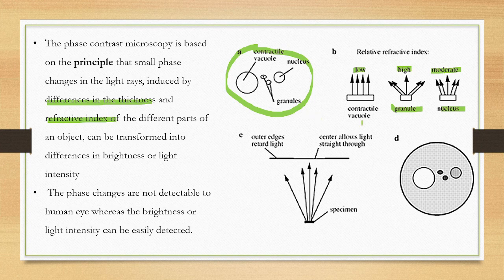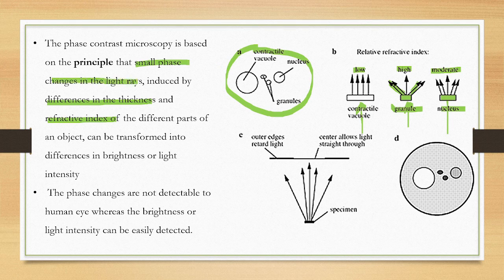And what happens to them? When the light passes through the contractile vacuole, because of the low refractive index, there is little deviation or no deviation at all. The light passes straight. In the second picture, the granule shows high refractive index. Thus, when the light passes through the granules, a lot of deviation occurs. Phase changes occur. And in the nucleus, the refractive index is moderate, thus little variation occurs. So this is called the phase changes in the light rays.